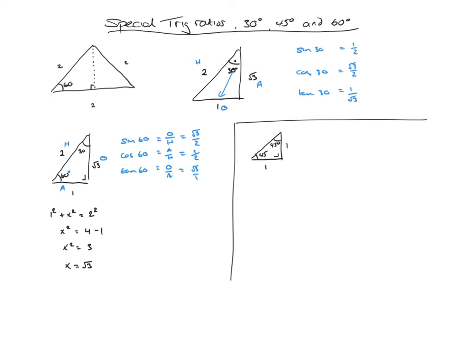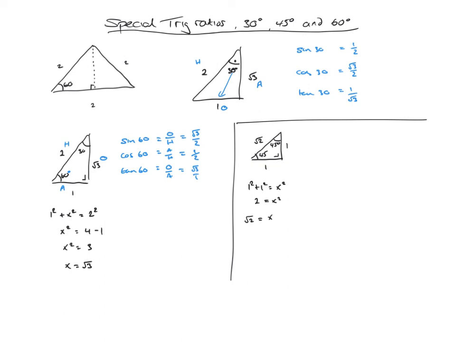Again, I don't have this length here, so I'm going to use Pythagoras in order to get that. It should be fairly straightforward. This one is 1 squared plus 1 squared is equal to x squared. And you see here, this sums to 2. So 2 is equal to x squared, and that means that x is equal to root 2. So I'm going to stick that onto my triangle as above.